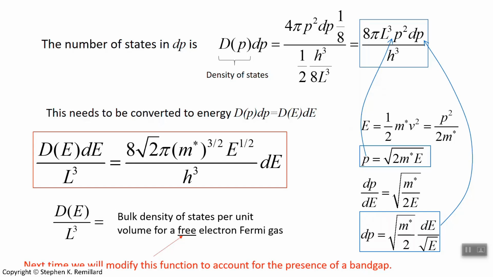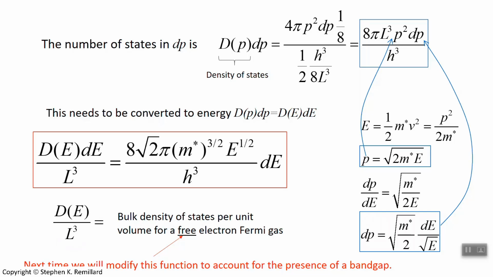Now I say in this conductor, I haven't quite made it a semiconductor yet. That's coming up next. There will need to be a modification made to this expression to account for the presence of band gaps. In other words, this is the density of states, d of E, for a free electron gas, which is a good description of a metal, but not of a semiconductor.